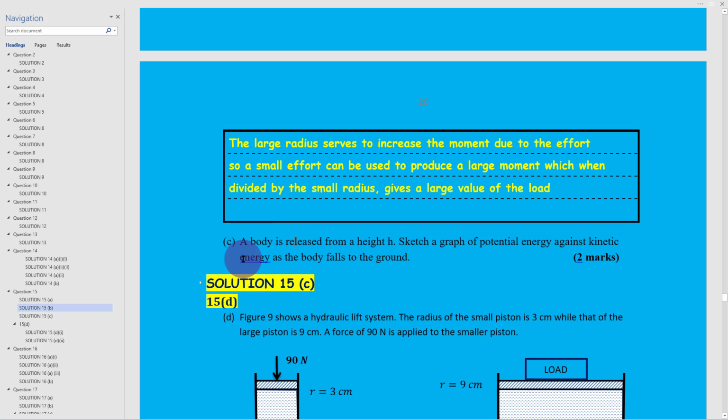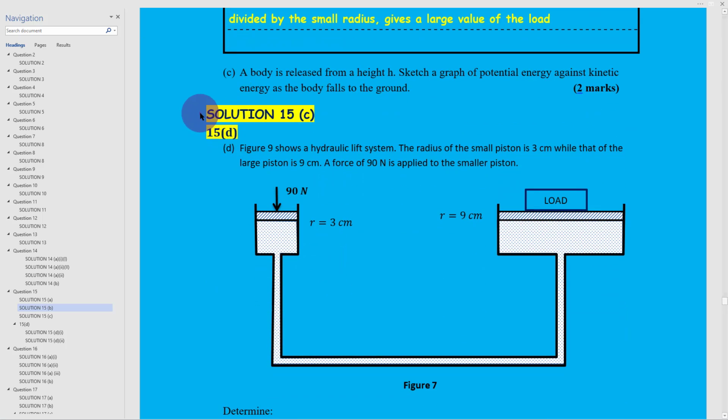Okay, let's look at part C of the same question. A body is released from a height h. Sketch the graph of potential energy. Here I'm guessing it is gravitational potential energy, because there are two types of potential energies. One of them is gravitational potential energy, the other one is elastic potential energy. So we are supposed to plot a graph of gravitational potential energy against the kinetic energy as the body falls to the ground. So let's see what kind of graph we get.